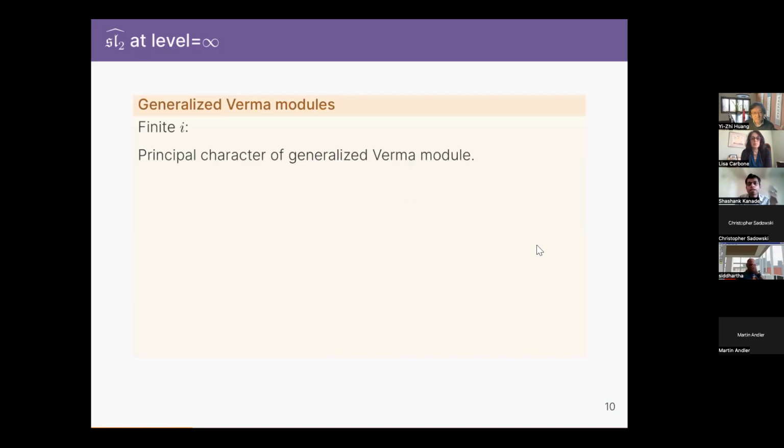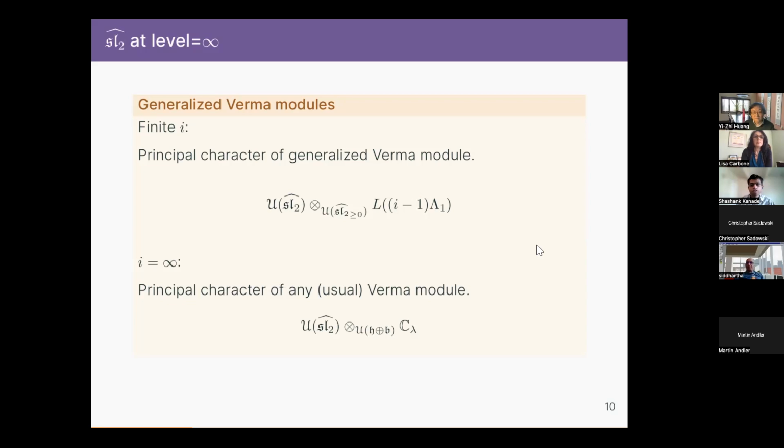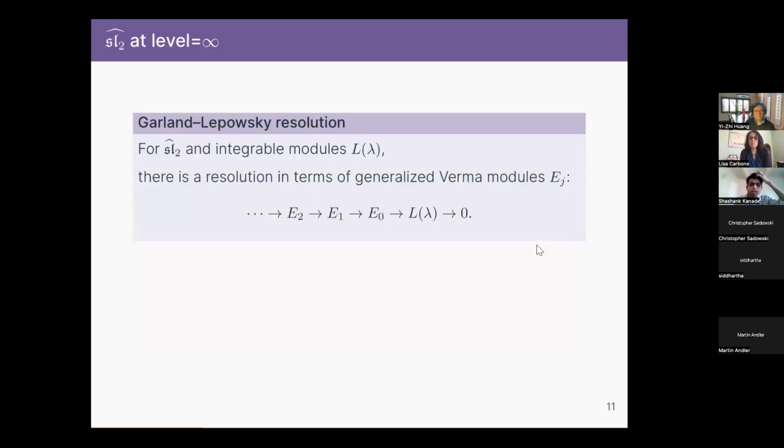And so for finite values of I, I'll understand it as principal characters of generalized Verma modules. And for an infinite I, I'll just understand it as the principal character of a Verma module. And level doesn't matter, because at the end of the day, we are just normalizing all these characters anyway by deleting that e to the lambda. So the level is not going to matter at all. Okay, sounds pretty weird, but let's keep going.